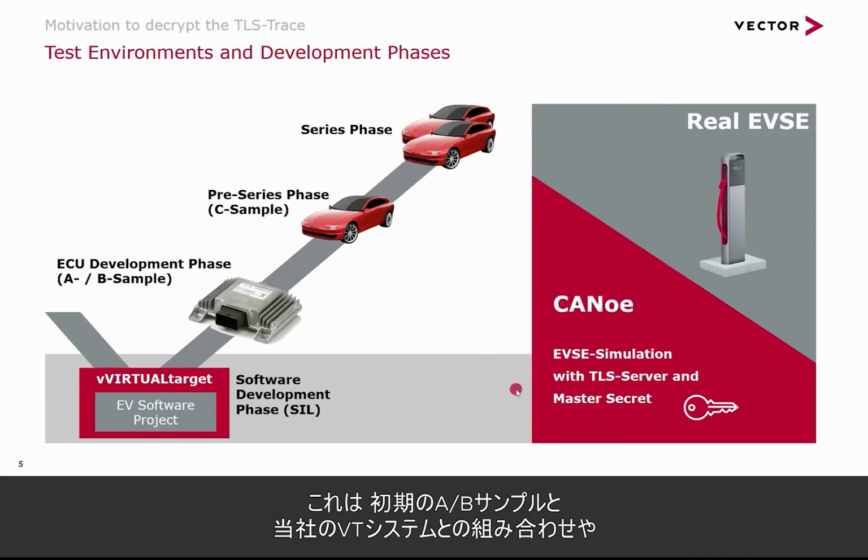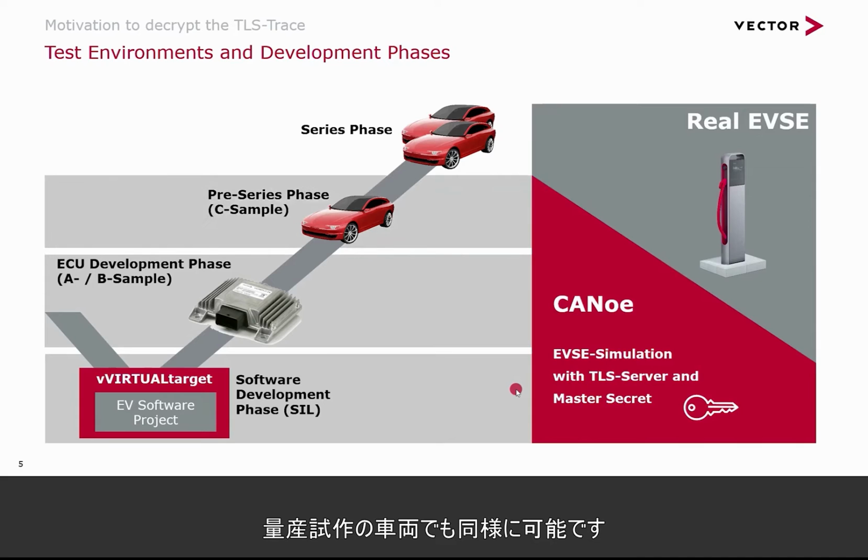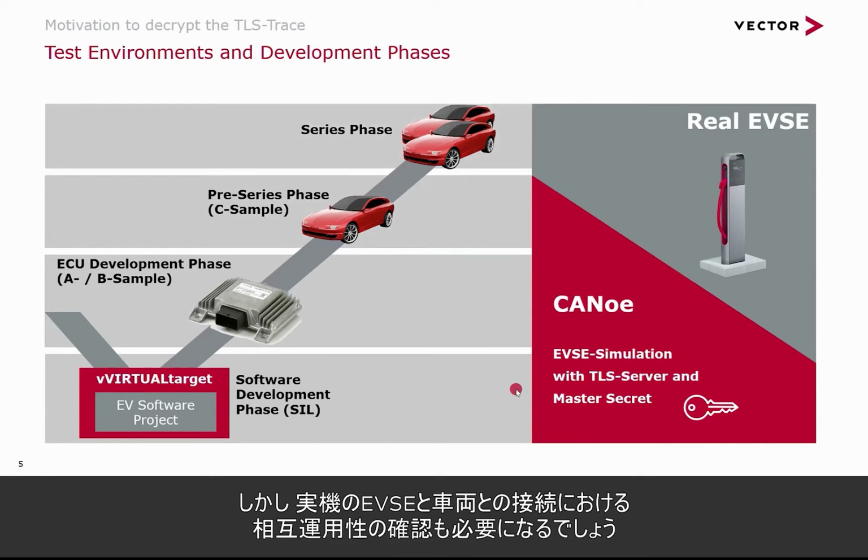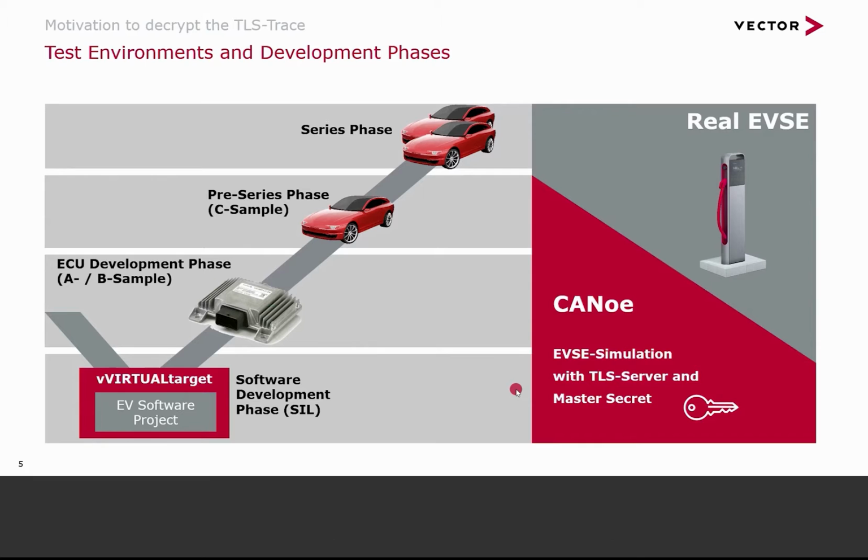This is also possible if you have your first A and B samples, together with our VT system, as well as if you have your first cars. But you probably want to test your cars against real EVSEs to check if they are interoperable. So what does this setup look like?